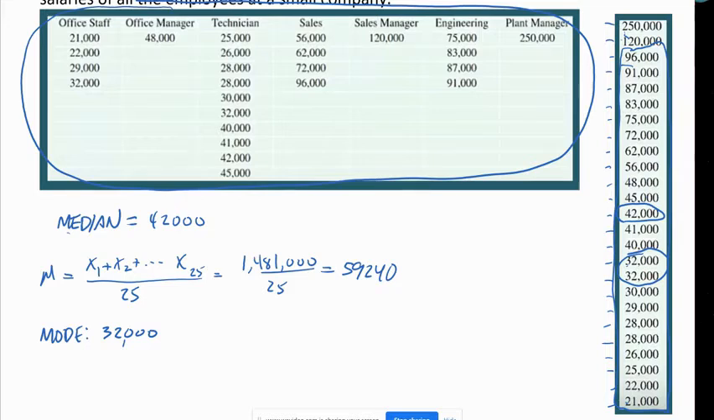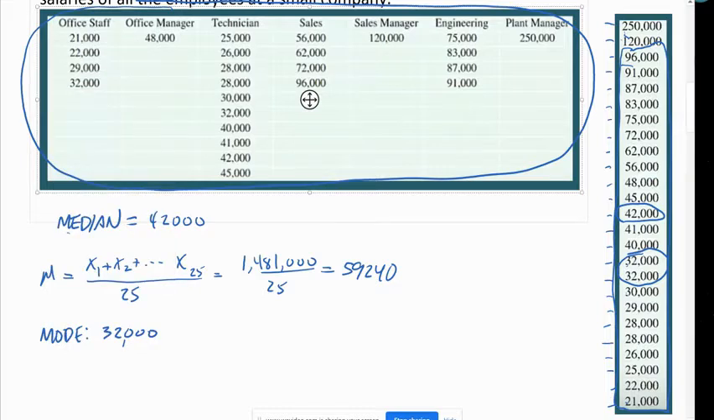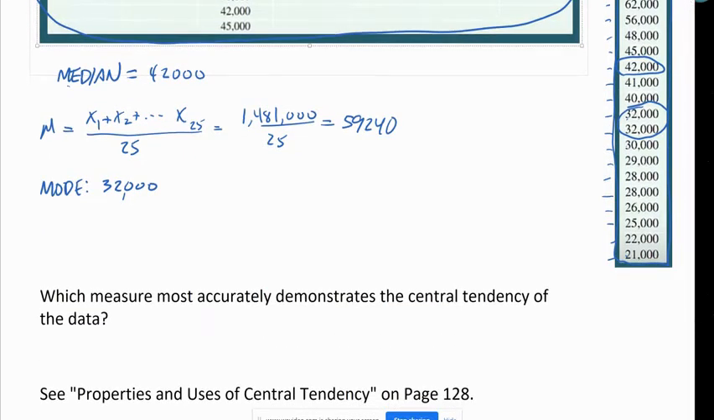And so the mean in this case is probably not the most descriptive, because it's suggesting that the center of our data is probably around 59,000. But when we look at our data, we have a lot of values in the 30s, 40s, and 50s. And so in this case, the median of 42,000 is probably a better way to describe our data. So to answer that question, I would say the median demonstrates the central tendency of the data the best.